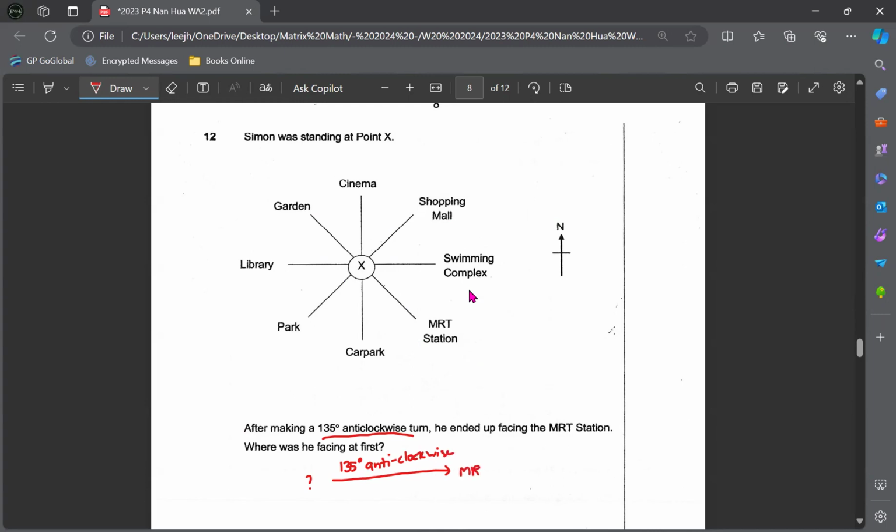The MRT station, right? So definitely we have to work backwards. Work backwards means we start from the MRT station. We are going to work back 135 degree.